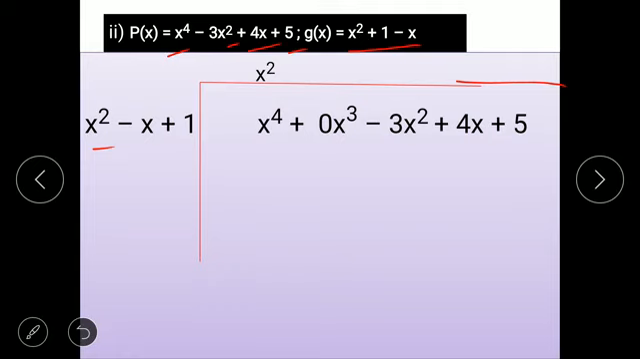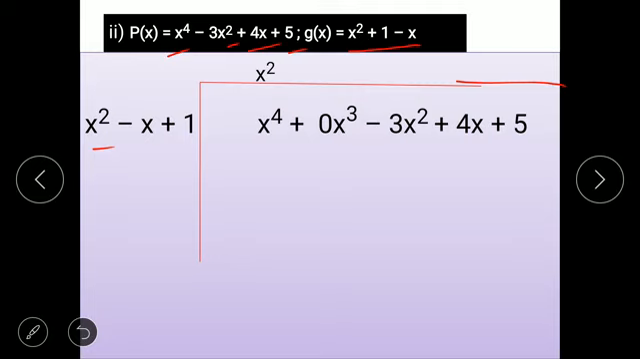After x square, what's supposed to come? X. That is given as the last term. So we bring this side, so minus x: x square minus x plus 1. Write in order. Both the divisor and the dividend should be in order. Clear? Now perform the same way, do it.